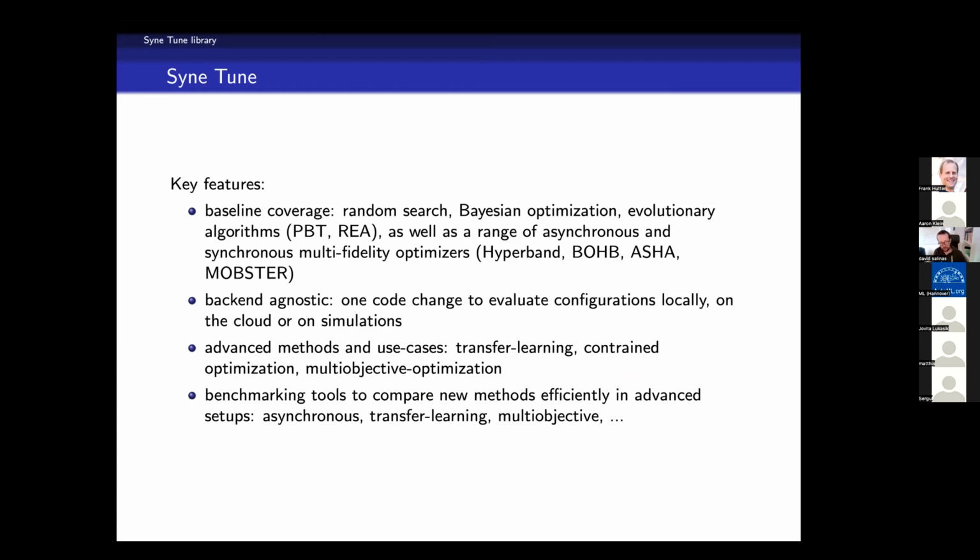We also have advanced methods and use cases, like transfer learning, as I mentioned, and constraint optimization, where you want to find configurations such that a constraint is not violated, such as below a certain latency or above a fairness level, for instance. We also have support for multi-objective optimization, where you have more than one objective, and lots of tools for benchmarking that basically allow you to plug and play with all those components and simulate efficiently what result you would have.